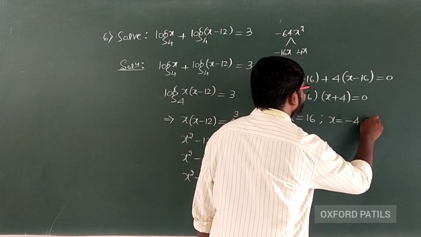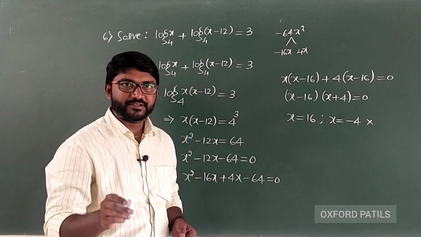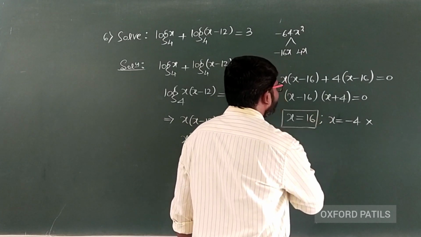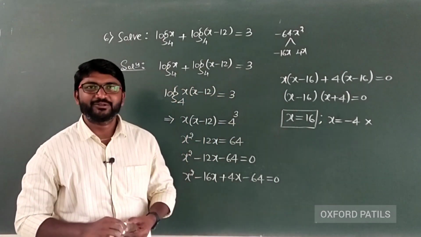So here x cannot be negative. That is why we should not consider x equal to minus 4. So x equal to 16 is the only solution for the given equation. So this is all about question number 6.